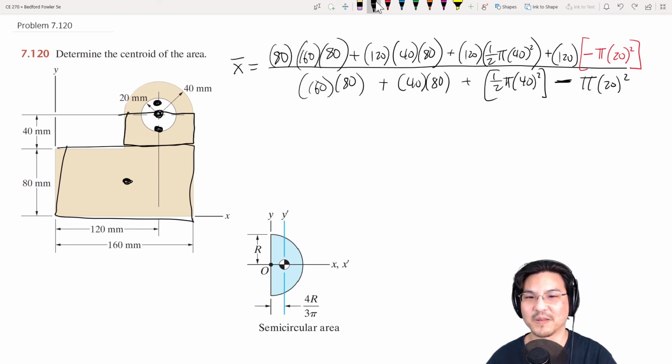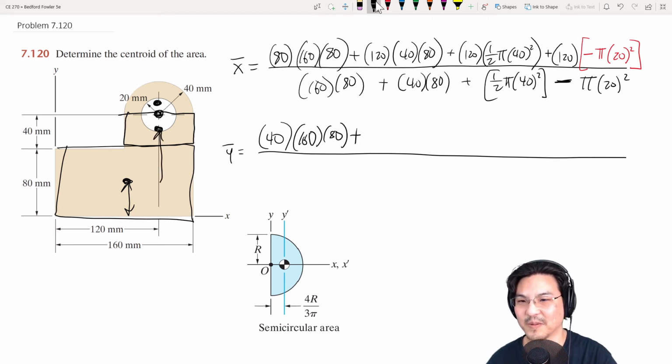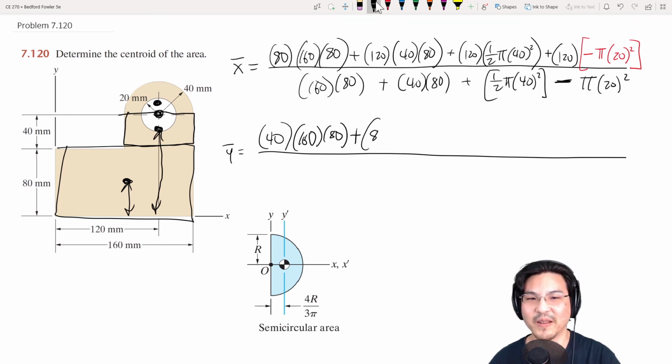Now let's do the y component. Same strategy, except now we want this. So that's 40 for the rectangle times the area of the rectangle, plus this other rectangle now. That's 80 plus half of that, times the area of this rectangle.